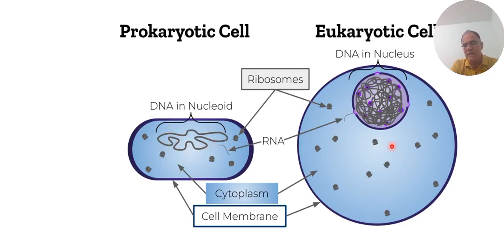But in eukaryotic cells, the genetic material is enclosed by a membrane, the nuclear envelope. So this cell is called a eukaryotic cell. Except for bacteria, other cells such as animal cells, plant cells, protists, and fungi are called eukaryotic cells.